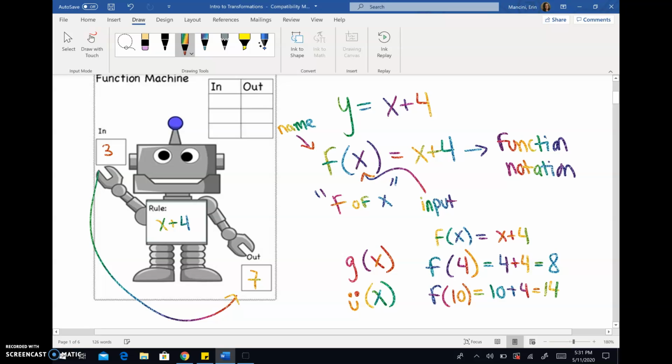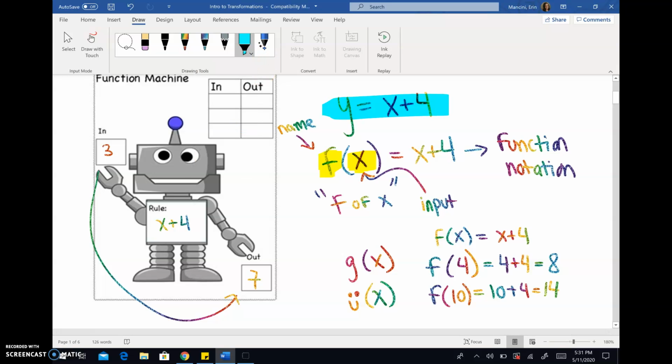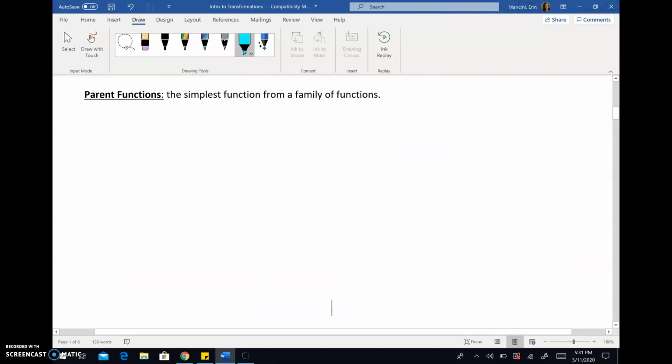Okay, so again, this piece here is just your input, and this piece is your name. It means the exact same thing as this notation. It's just like another way of saying it, and we know a little bit more information when we use f of x instead of just y. So that's some notation you may see as we go through, but the main point of this video is to talk about parent functions and the different types of functions you'll see, and then what their graphs look like.